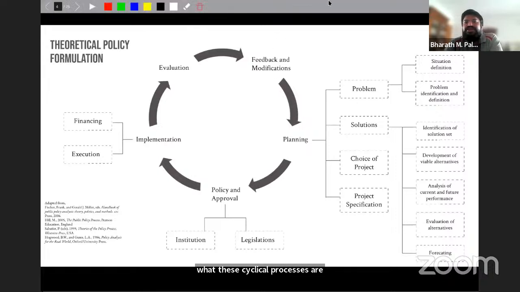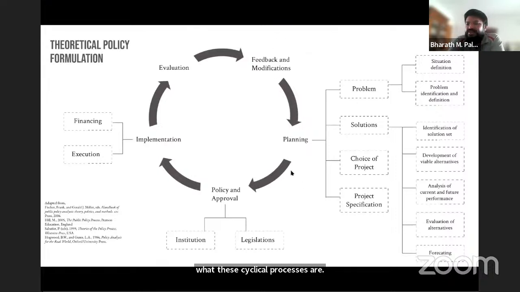Often we can start with the planning stage, which we can break down into multiple phases in itself, looking at various problems, looking at different kinds of solutions, based on which you then choose the project, and then you come up with a project specification, which then goes into the legislative phase, right?